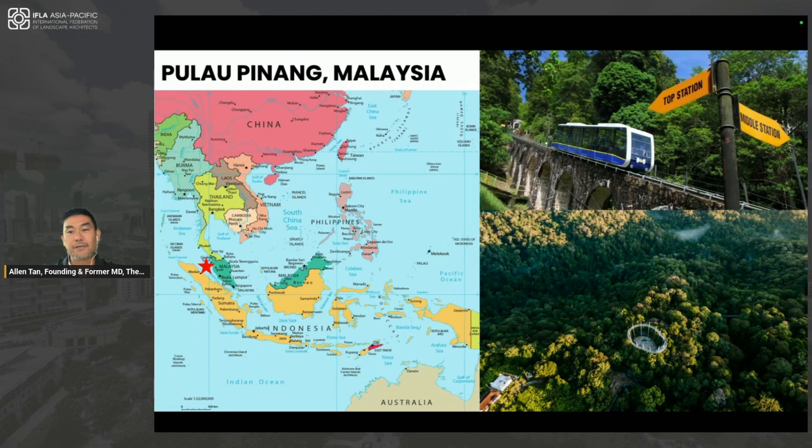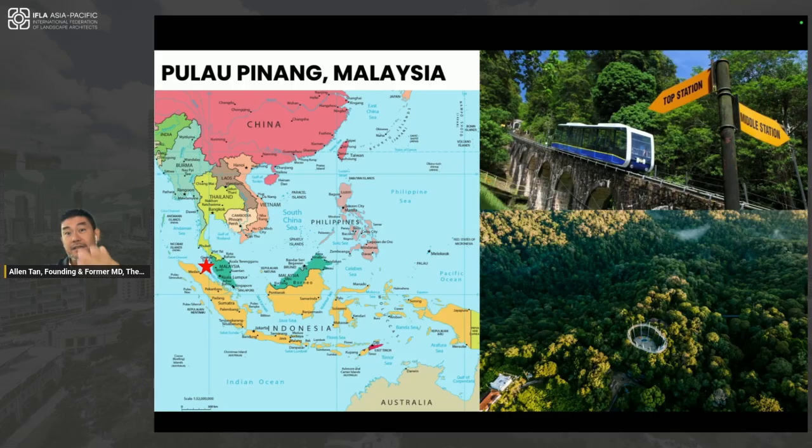Just for context, for those of you who are not from Malaysia or not from the region, Penang is that little red star on the left on the map. We are located in the north of the Straits of Malacca, at the entrance to the Straits of Malacca from the Andaman Sea, just a short distance from Peninsular Malaysia's border with Thailand.